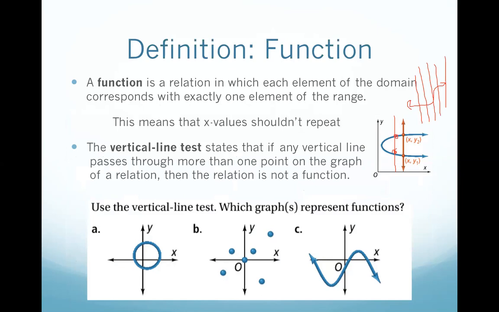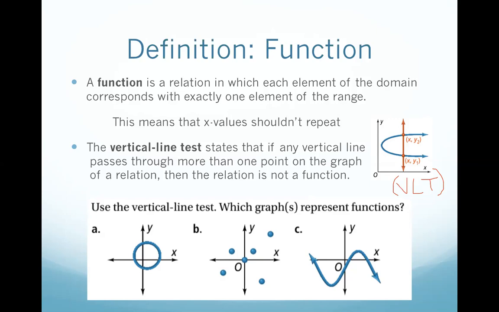Okay, so the vertical line test means that if a vertical line passes through the graph more than one time for a single vertical line, then it is not a function. We abbreviate the vertical line test as VLT, vertical line test. So here's the formal statement. The vertical line test states that if any vertical line passes through more than one point on a graph of a relation, then the relation is not a function.